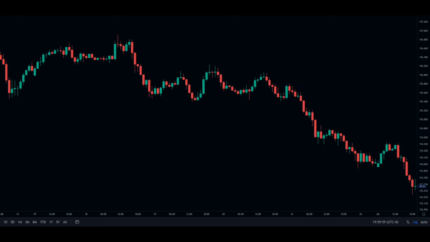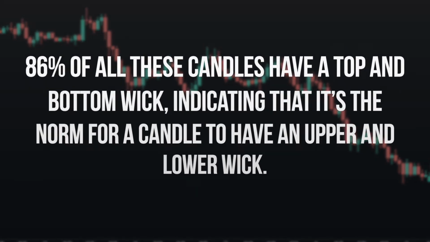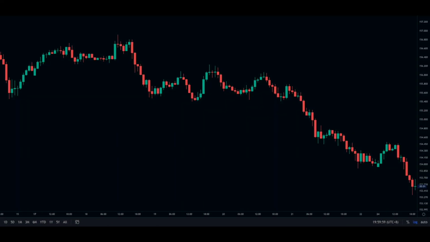I want to bring to your attention the wicks. There's about 145 candles here. The majority of these candles have an upper and lower, or top and bottom, wick. Only 20 of them do not. That means 86% of all these candles have a top and bottom wick, indicating that it's the norm for a candle to have an upper and lower wick.